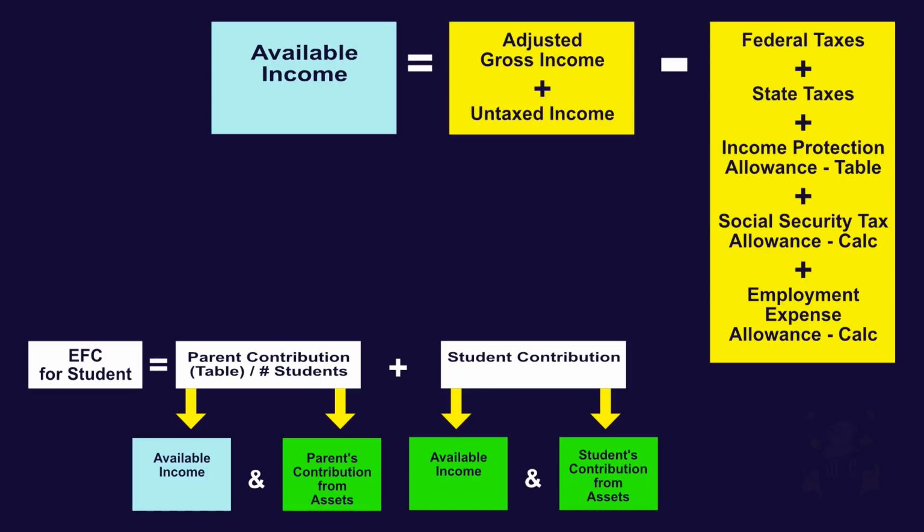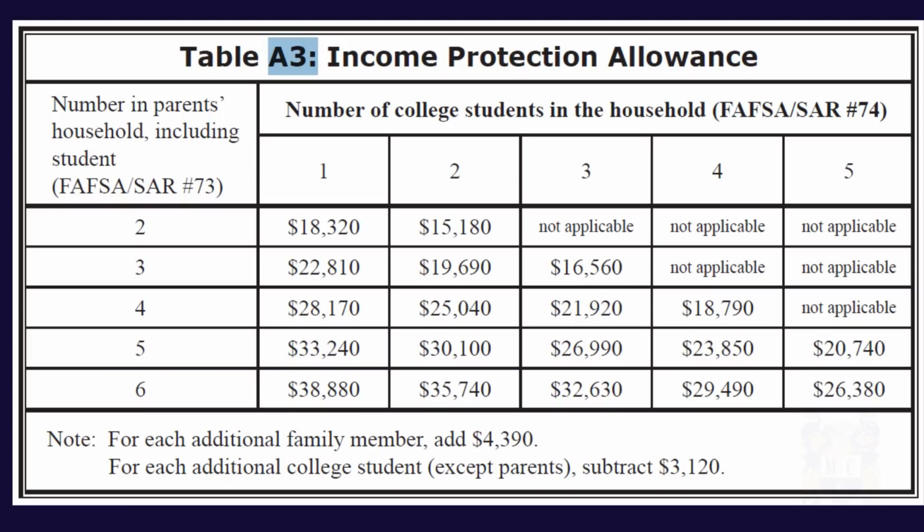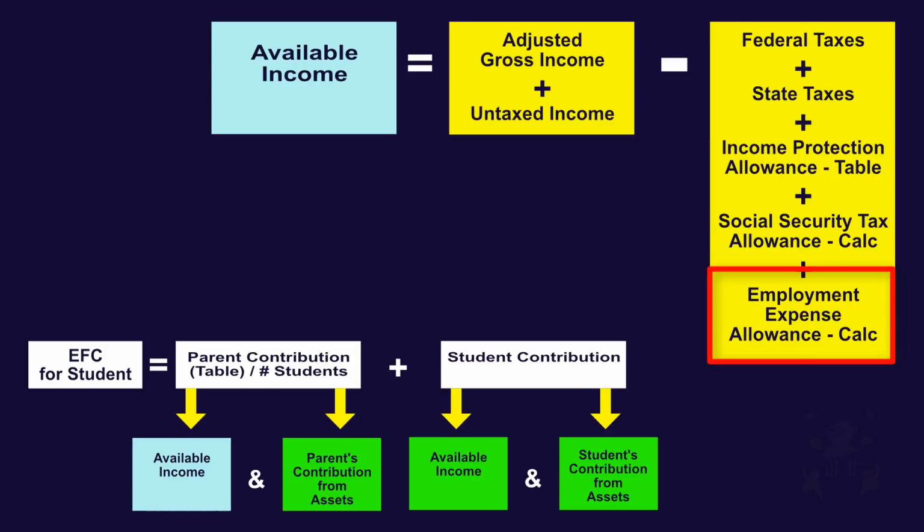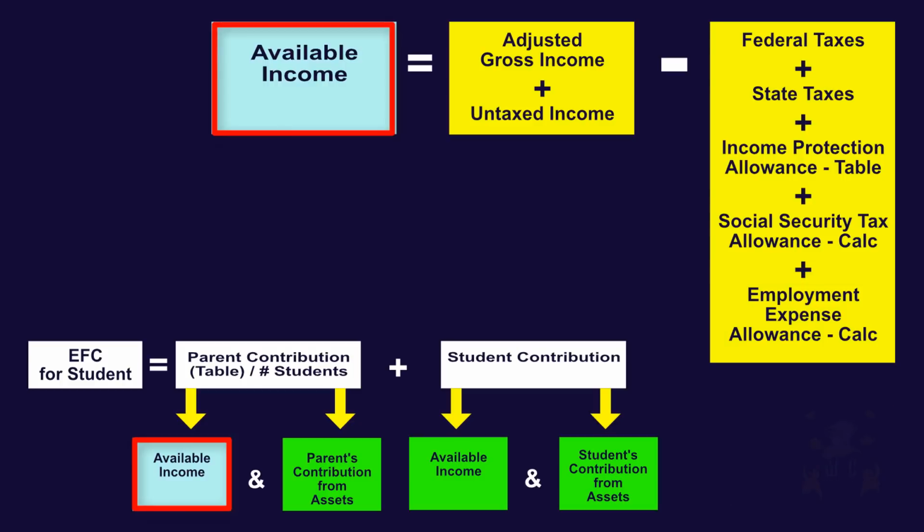Then you have your income protection allowance that you subtract, and this is table A3 from the same guide. And then the employment expense allowance, which is the lesser of earned incomes in a two-parent home or in a single-parent home, that income, and it's 35% of it, or $4,000, whichever is less. Now what remains? That is the parents' available income.